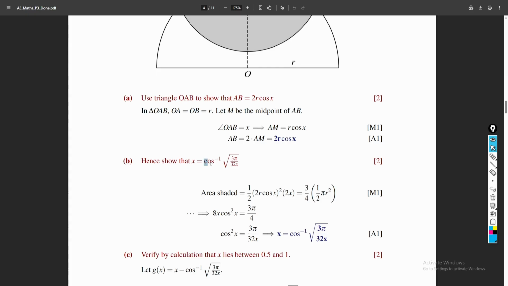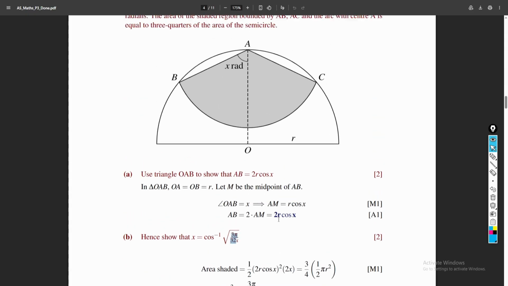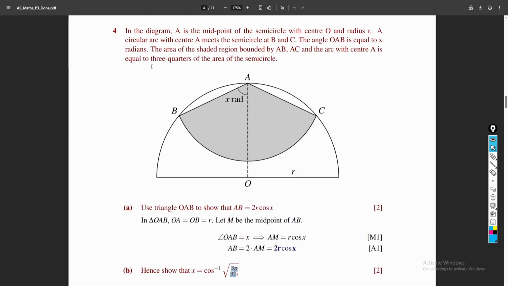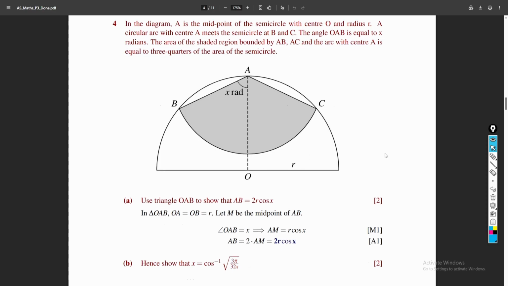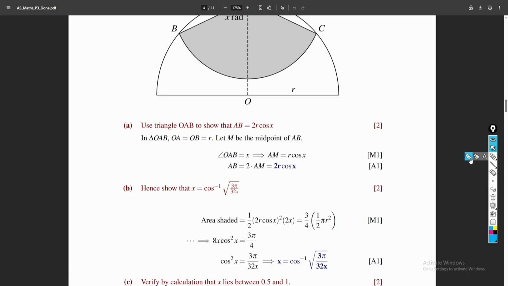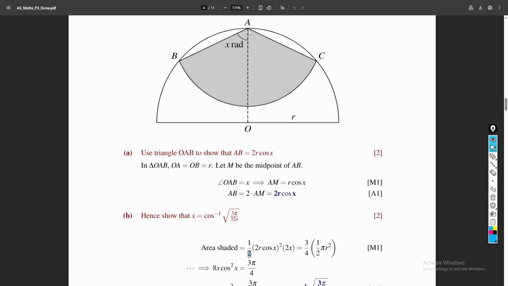It says, hence show that x is equal to this. So we had another clue, right? We remember we had the clue that this shaded region is 3/4 the area of the semicircle. So definitely that's what we need to use. We already know AB, so AB is the radius of this circle. The formula we use is half r squared theta, where r is AB, so half times 2r cos x squared, and theta is 2x, because we need this entire thing. And this is equal to 3/4 of the semicircle.